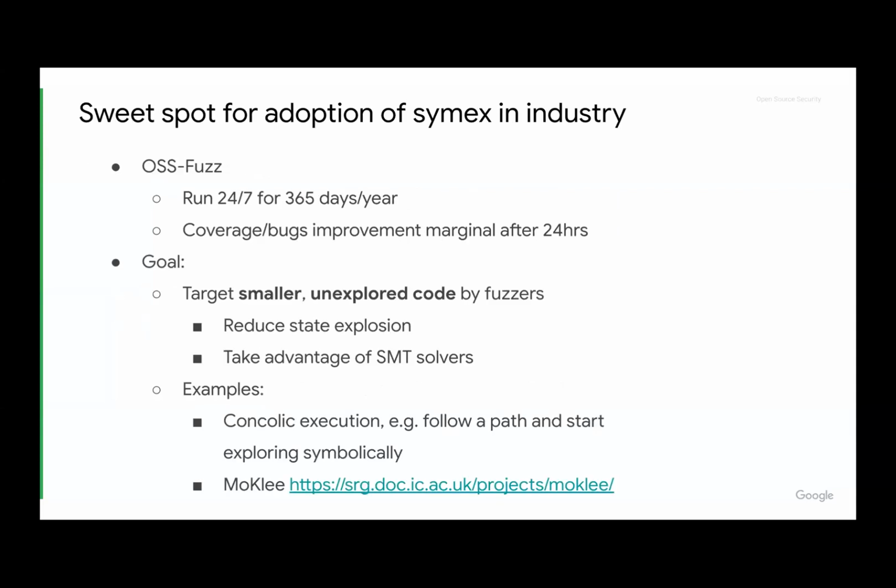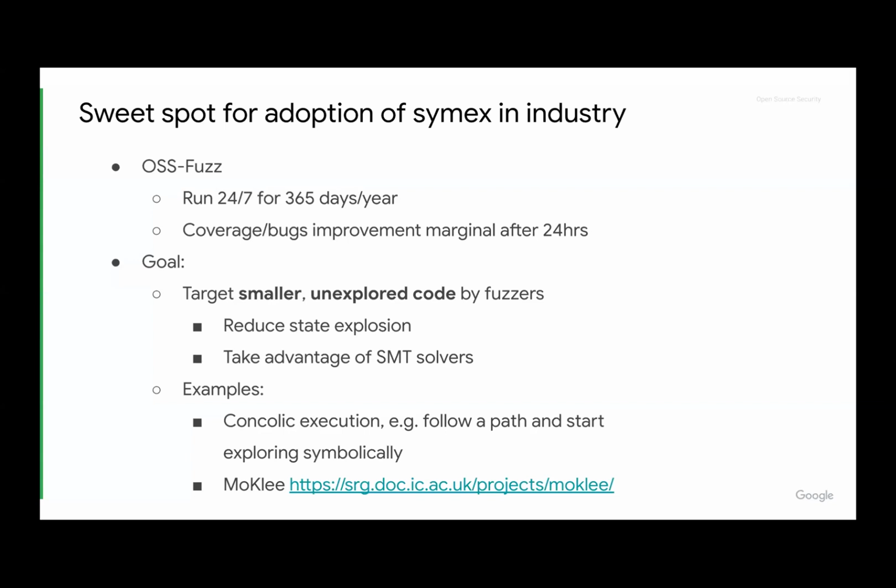So let me give you some context. I talked earlier about OSS-Fuzz, and using OSS-Fuzz, we run fuzzing campaigns 24/7 every day of the year. Yet what we see is that after 24 hours, there's little improvement. Fuzzers do not cover new code. They don't find new bugs. So we're essentially wasting resources. And I think there's plenty of room for more expensive, resource-hungry techniques like symbolic execution.